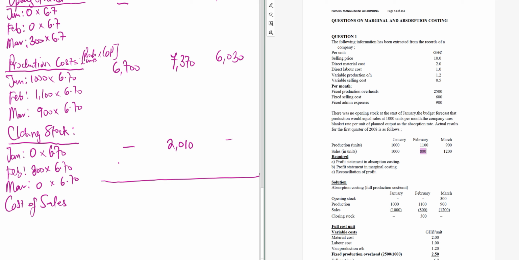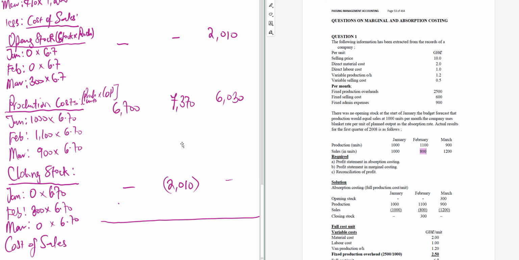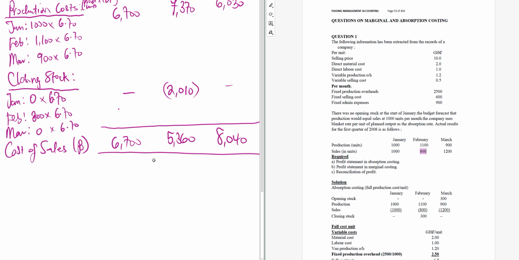So our cost of sales will literally be opening stock plus purchases less closing stock. We have 6,700 being our closing stock because there was no opening, and that is our cost of sales, B. For the next one we add 7,370 minus 2,010, being 5,360. Then we have 2,010 plus 6,030 giving us 8,040. Okay, so now that we have that, we can get our gross profit.